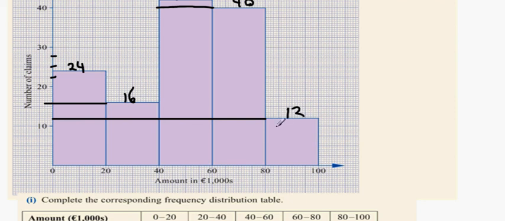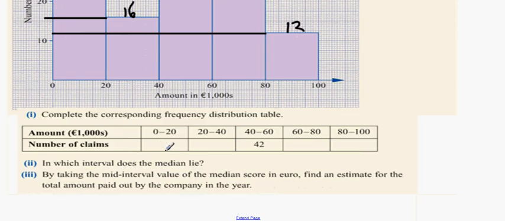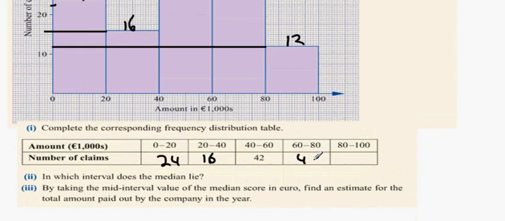So here are our numbers now. Okay, so 24, 16, 42, 40, and 12. In which interval does the median lie?